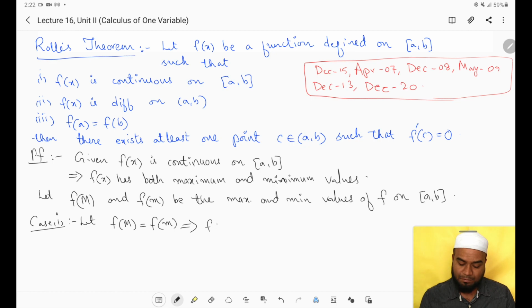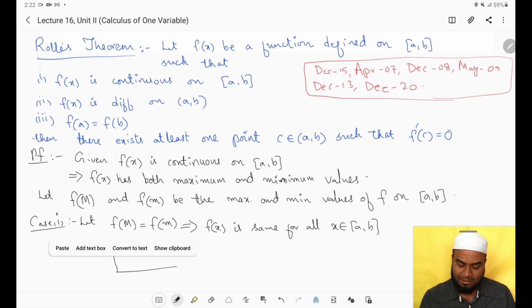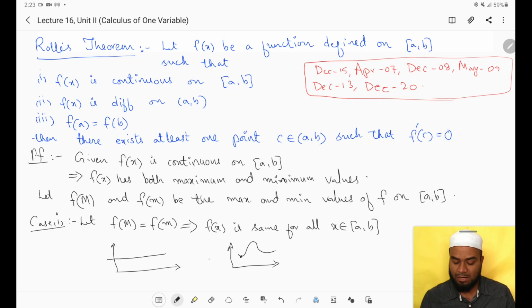f of x is same, because they are equal. f of x is same for all x belongs to closed interval a comma b. Why am I writing like this? Suppose I am having a function. See, if the graph is not like this, then the minimum and maximum values of the function will be different. The minimum and maximum values are equal means the function will be same everywhere. Suppose I draw another function, like something like this, then this will be the minimum value of the function and this will be the maximum value, right?